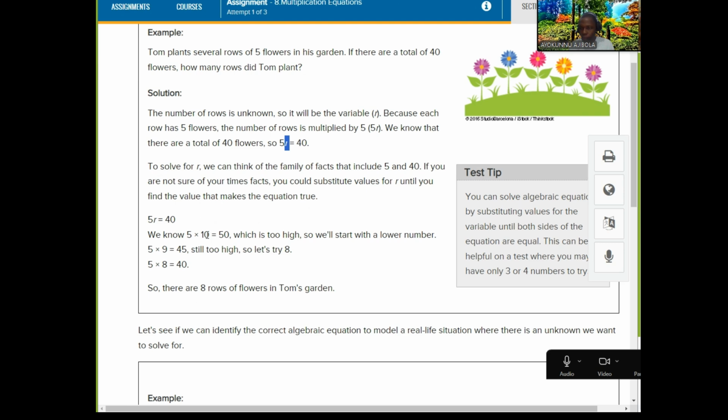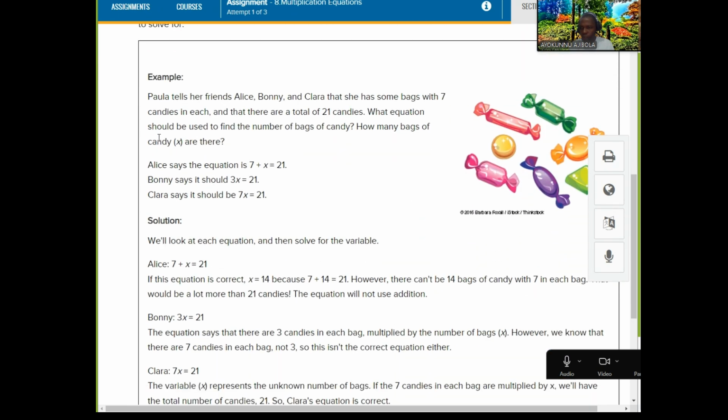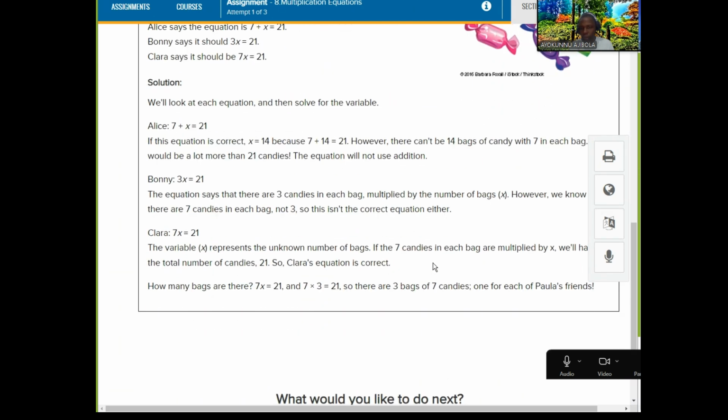Now, this is what has been done. So let's look at the second one. Paula tells her friends Alice, Bonnie, and Clara that she has some bags with 7 candies in each, and that there are a total of 21 candies. So, some bags, 7 in each, total 21. So 7, 7, 7 gives us 21. That means there are 3 bags.